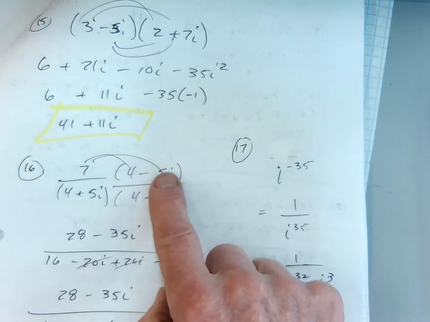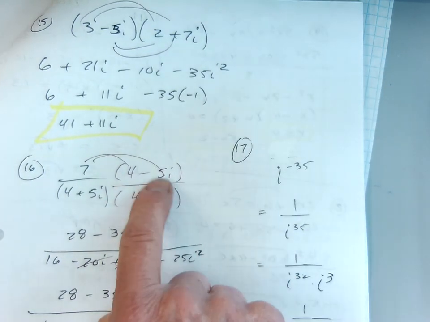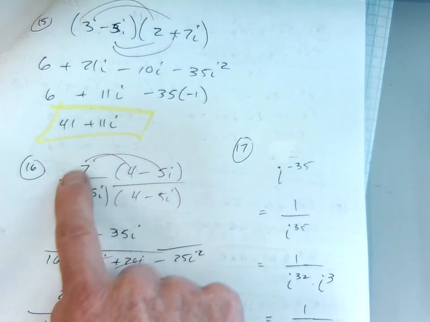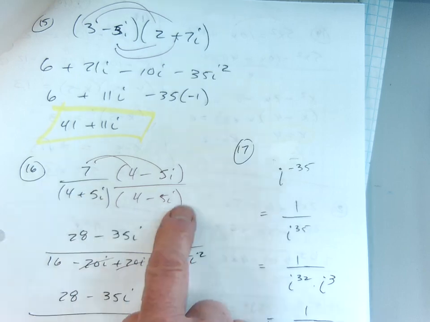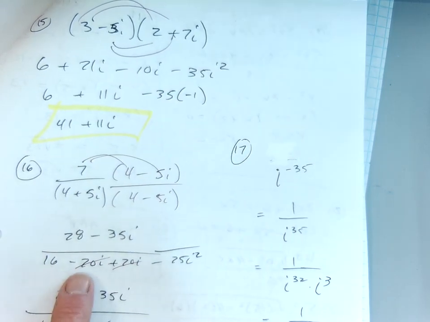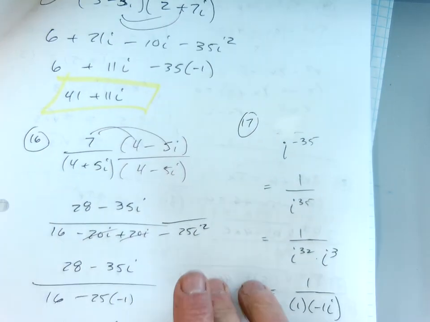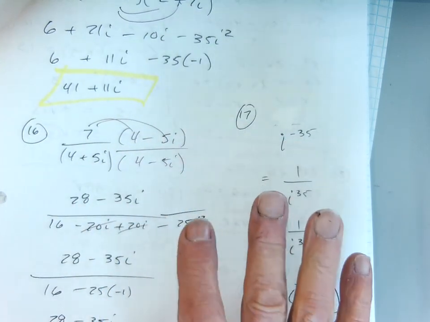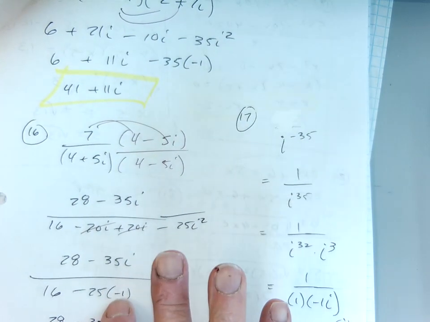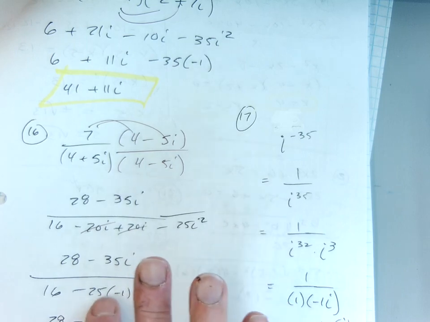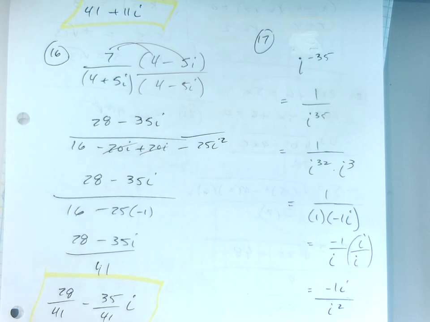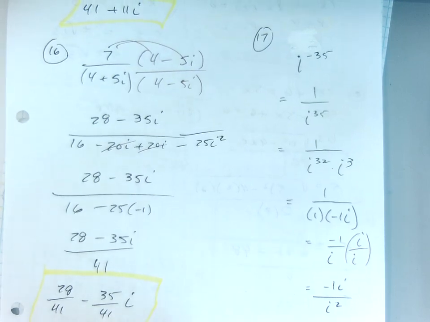Number 16, I rationalize it by multiplying by 4 minus 5i, top and bottom. So the numerator, if I multiply it out, is 28 minus 35i. And if I FOIL the bottom, I get 16 minus 20i plus 20i, minus 25i squared, because it's negative 5i times 5i. That's a negative 1, right? Which makes a positive 25. 16 plus 25 is 41. I'm supposed to write this as 2 parts, real plus imaginary, okay?